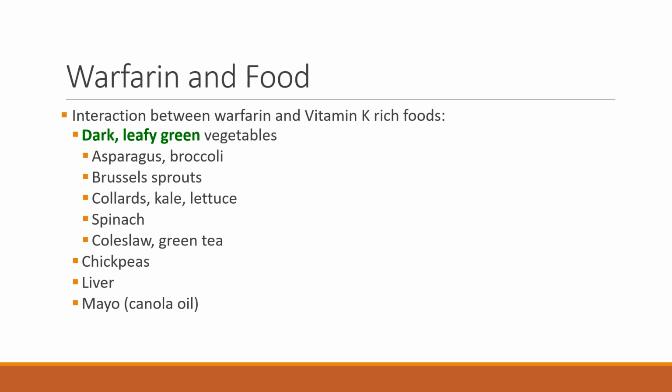Of course, we know warfarin and food have an interaction, which a lot of patients are usually upset about, but the interaction is because of the vitamin K that's in these foods, and dark leafy green vegetables are the biggest offenders. So the collards, kale, spinach, asparagus, Brussels sprouts, those are the things that have the most dark green leafy in them.